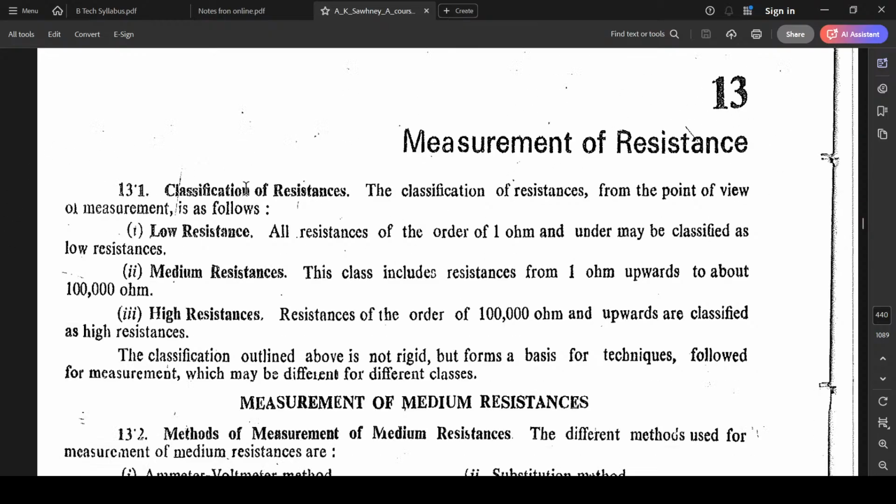Okay, measurement of resistance. These are the classifications. Easy one. Classification of resistance: there can be three types, from the point of view of the value of ohms. The low resistances are of the order of 1 ohm, like 3, 4, all these go into low resistance, and medium resistances are from 1 ohm upwards to about 100,000 ohms. High resistance is bigger than this.